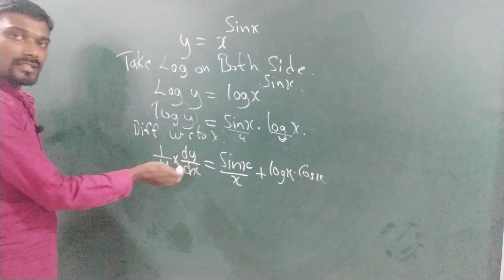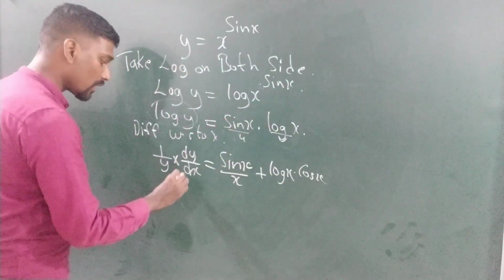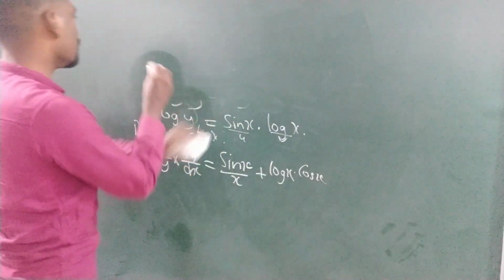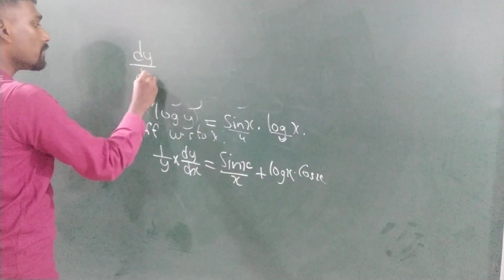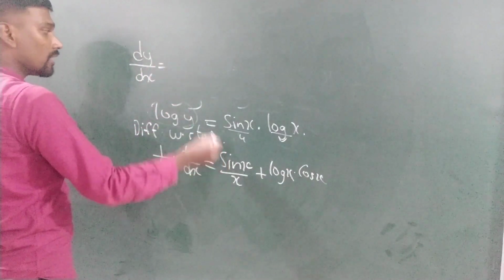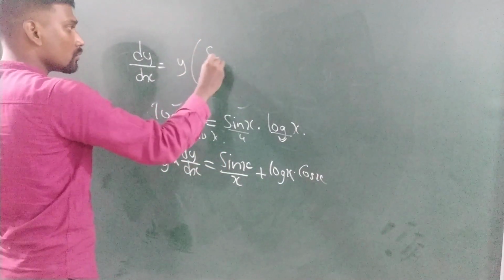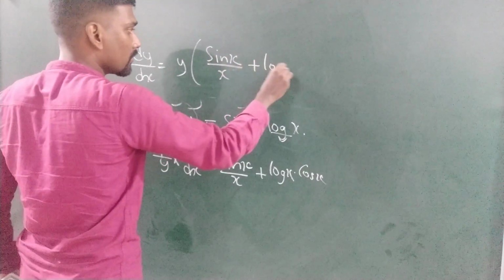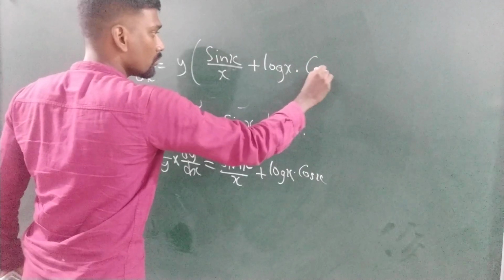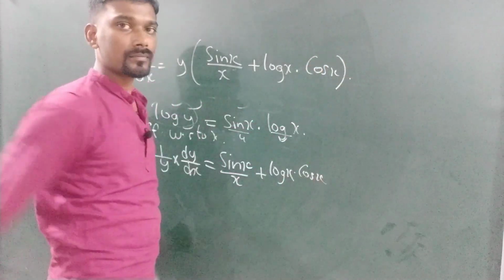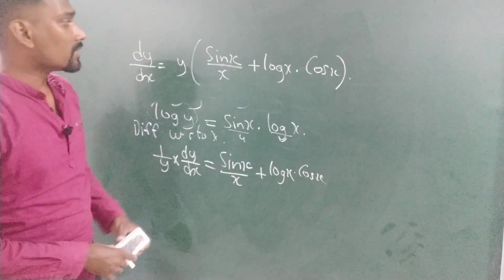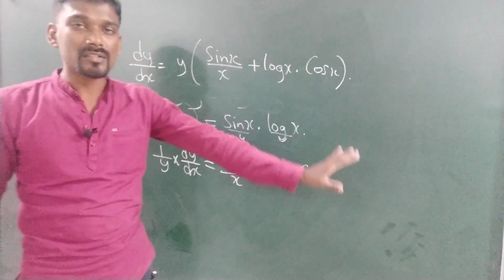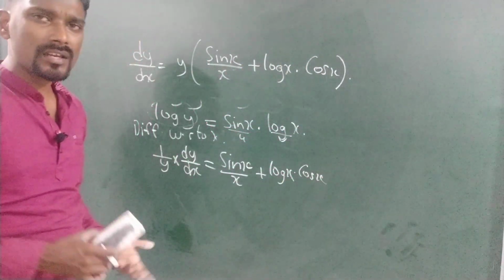So now this is dy by dx. If you take this y here, the final answer I'll write here: dy by dx is equal to y into sin x by x plus log x into cos x. This is the final answer. So this is how we are going to proceed with the chapters. It is very easy, very simple.